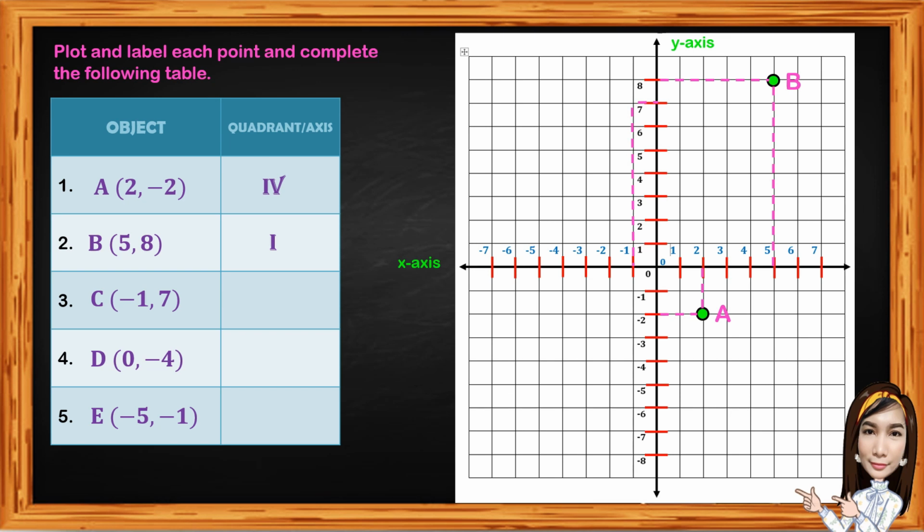Next, point C. -1 is the x, 7 is the y. So the point is located on quadrant 2. Next, point D. 0 is the x, -4 is the y. So the point is located on the y-axis. And for the last, we have point E. -5 is the x, -1 is the y. And the point is located on quadrant 3.